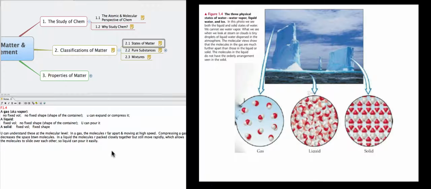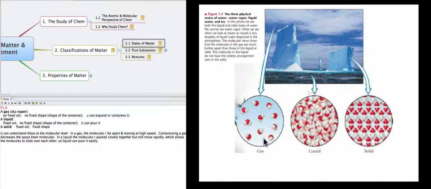A liquid has a fixed volume, but no fixed shape. It also takes on the shape of the container, and you can pour it. A solid has both fixed volume and fixed shape. You can understand these at the molecular level.